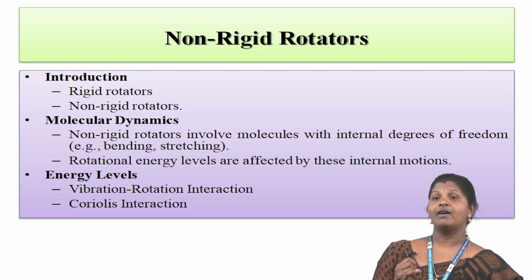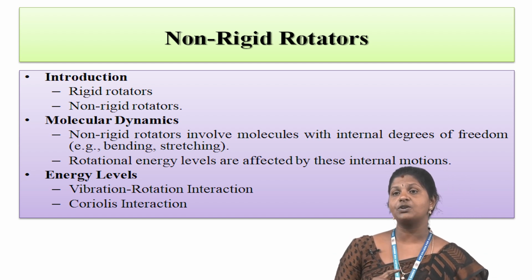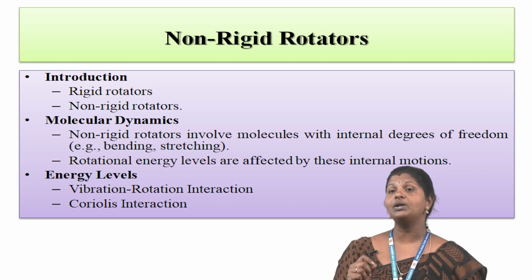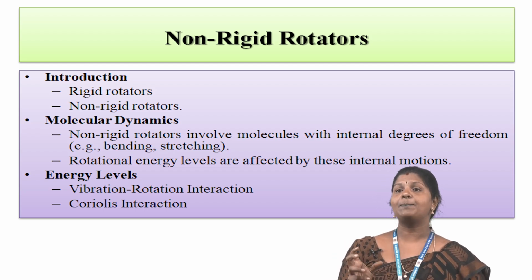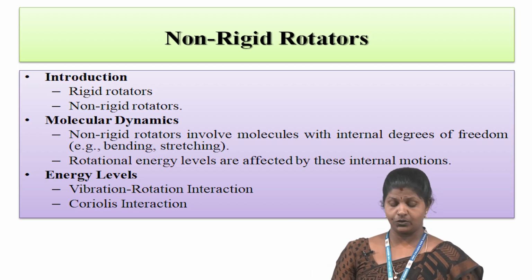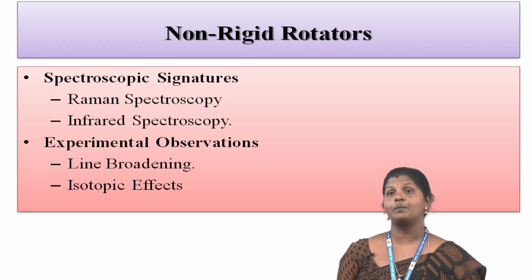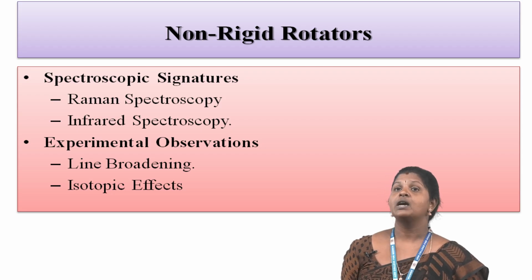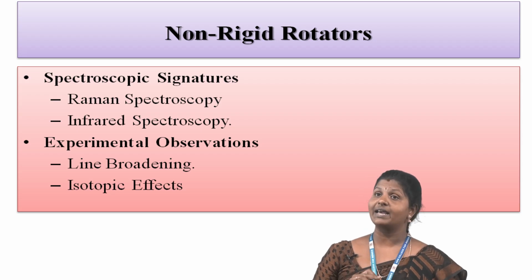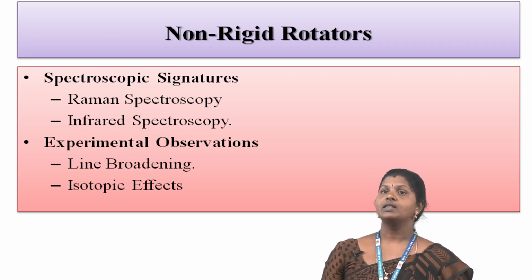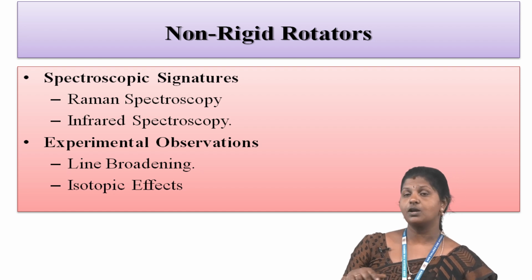The energy levels: vibration-rotation interaction and Coriolis interaction. In vibration-rotation interaction, energy levels are coupled due to vibrational and rotational motions. Then Coriolis interaction: coupling between different vibrational levels due to the rotation. The spectroscopic signature: Raman spectroscopy and infrared spectroscopy. Raman spectroscopy: vibrational modes are affected by the rotation, giving rise to additional spectral features. Infrared spectroscopy: changes in vibrational energies due to rotational motion.